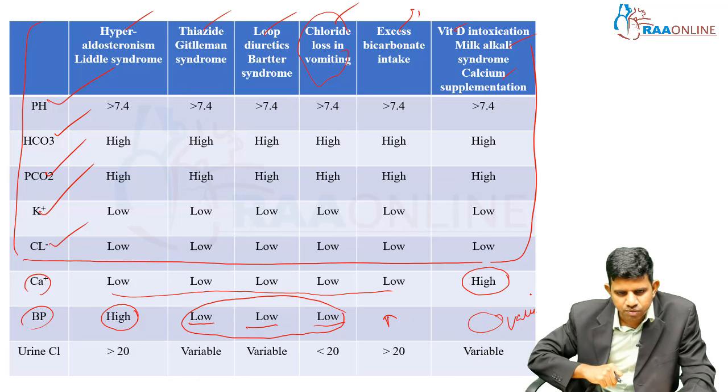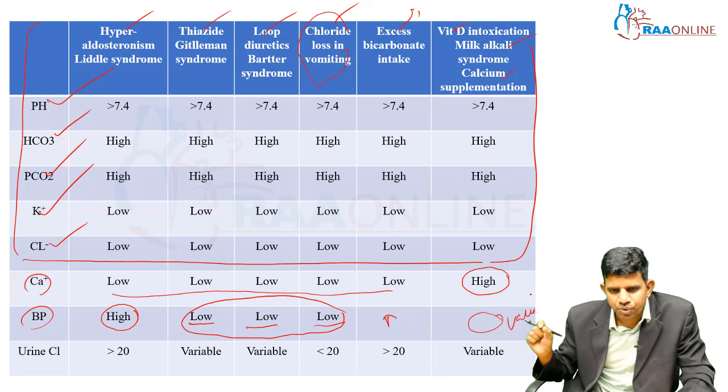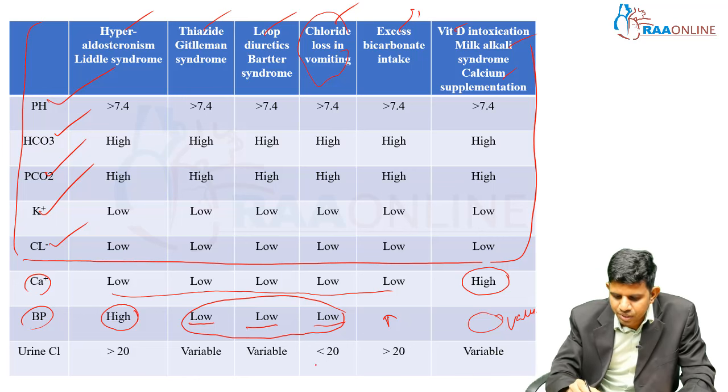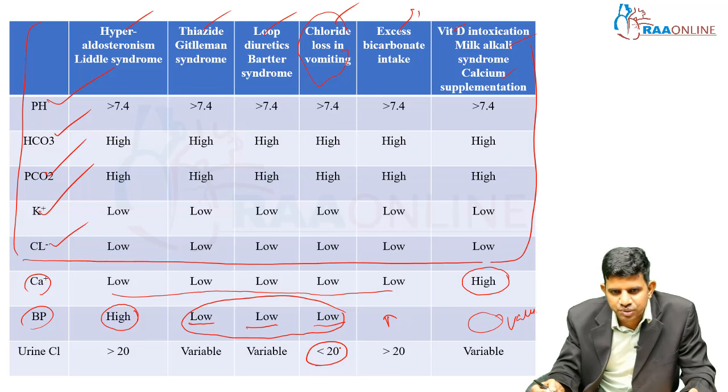So, chloride also will be reabsorbed by the kidney, and the urine chloride level will be less than 20. It is a GI cause of metabolic alkalosis. This condition is called chloride sensitive metabolic alkalosis, because if I give a hyperchloremic solution to this patient, it will correct the metabolic alkalosis.